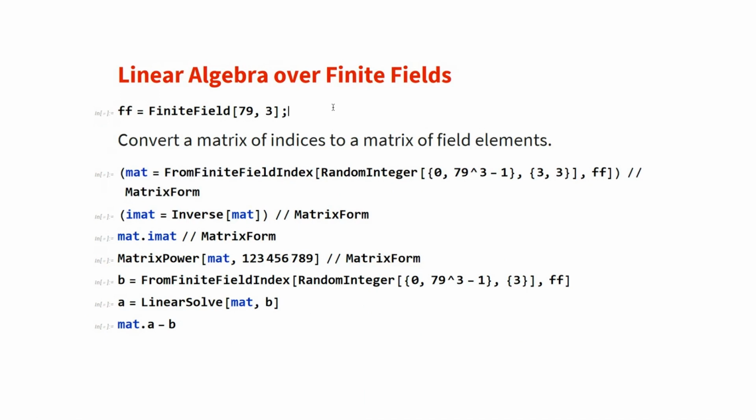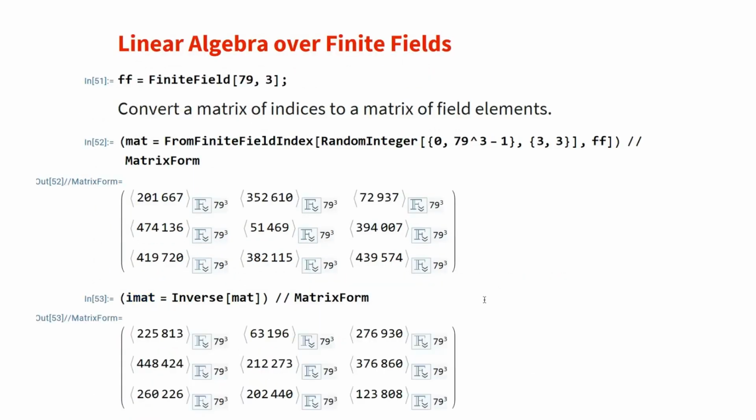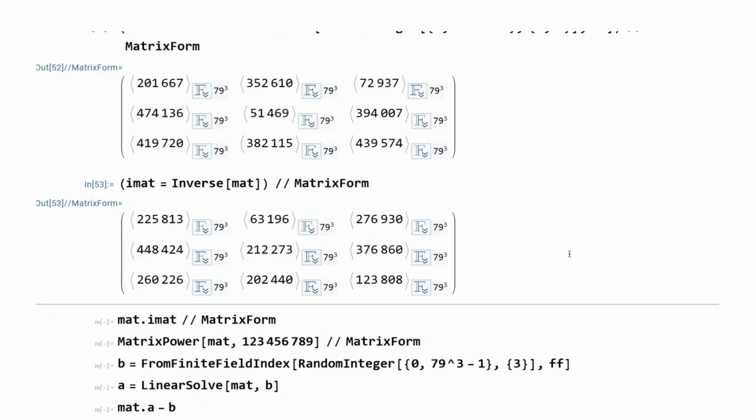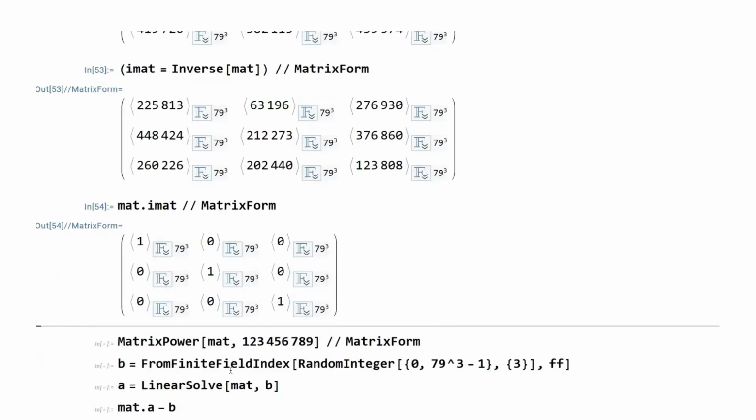Now linear algebra over finite fields. This again is something new in version 14. First, we generate a random matrix of elements of finite fields. Here we use the new function FromFiniteFieldIndex. So we can generate a random integer matrix, and now this will convert all the integers to field elements with those indices. So we have a random matrix of field elements. Now we compute the inverse of the matrix, and check that it's actually an inverse. So we got an identity matrix over the field.